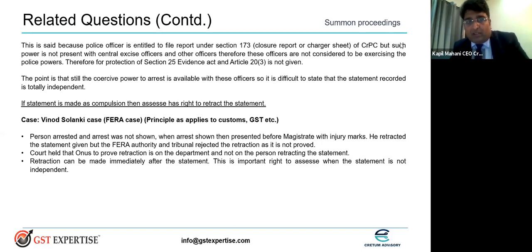So this is negative for the GST, because any statement issued by any person can be negative for another person till the time it meets the relevance test. So if a statement is made under compulsion, then the assessee.